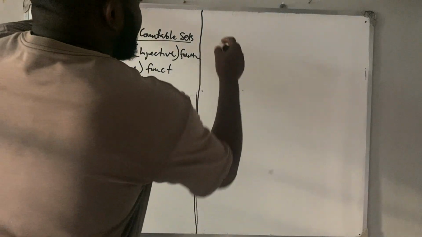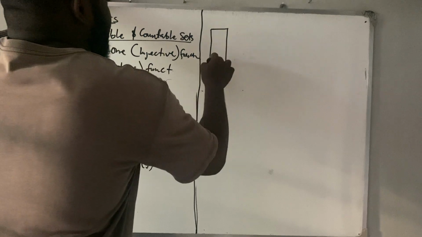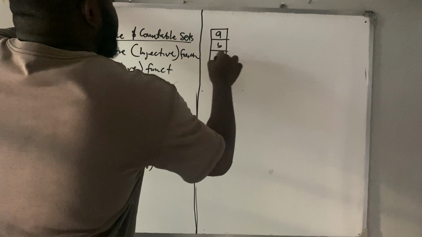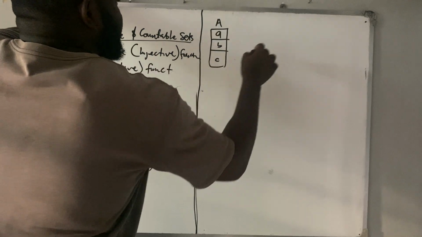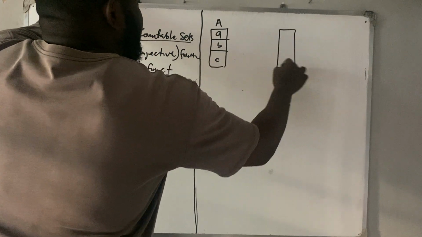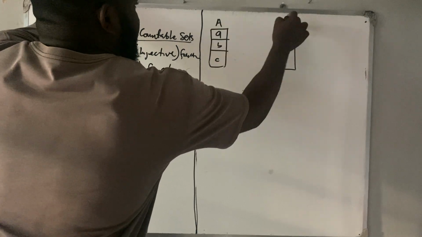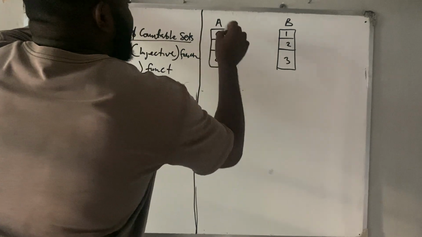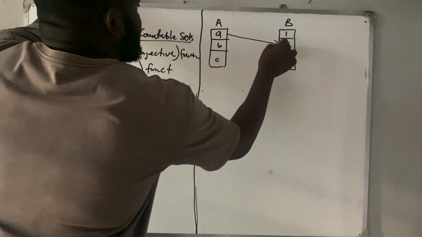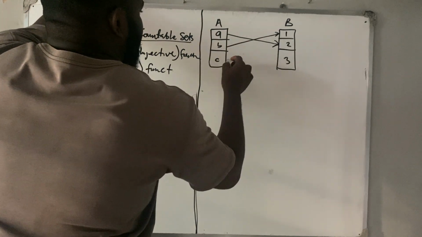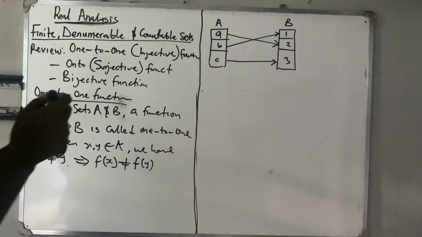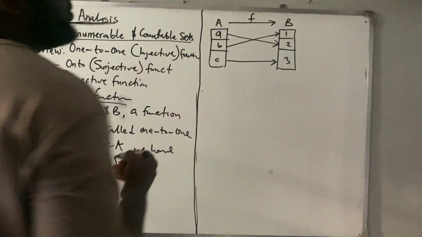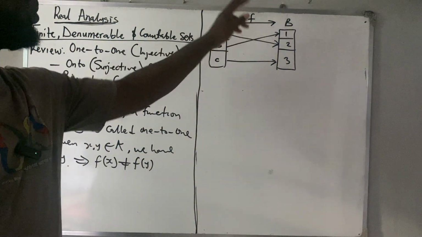Let me show you geometrically. If I have a function, for example, this is a set A with elements A, B, C and set B with elements 1, 2, 3 like this, and for example this produces this, this produces this, and maybe this produces this. You will see that this maps to this as f. You will see that f is one-to-one.